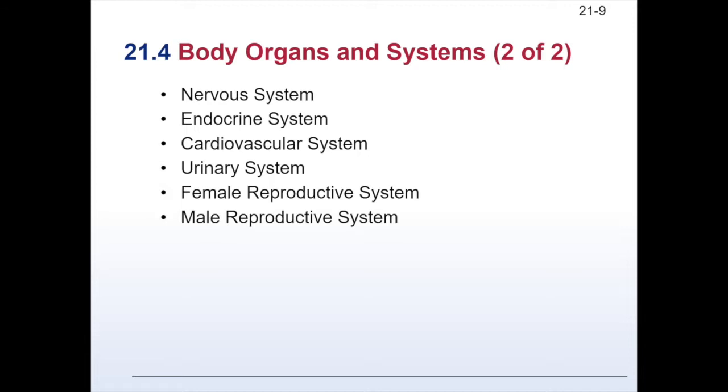Urinary system. The urinary system removes waste products from the blood and regulates blood pH, ion balance, and water balance. It consists of the kidneys, urinary bladder, and ducts that carry urine.